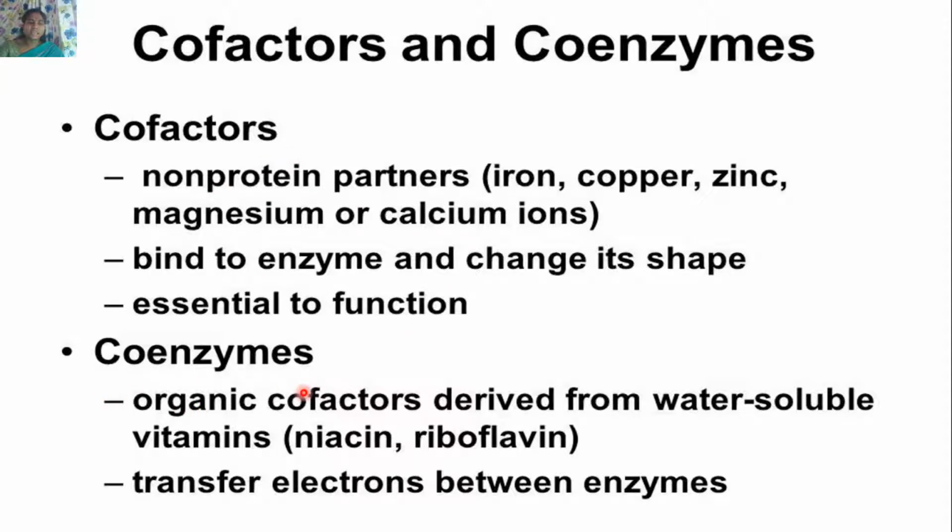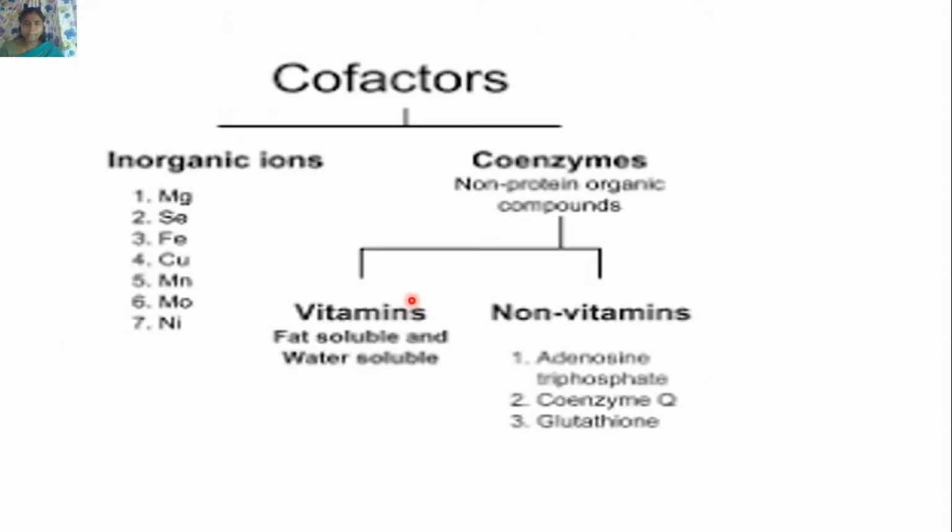Then the coenzymes. These coenzymes are organic compounds. They may be derived from vitamins, and also from non-vitamin parts. The organic cofactors are derived from water-soluble vitamins like niacin and riboflavin, that is vitamin B2. They have a role in the transfer of electrons between enzymes, which is also essential for the normal function of the enzyme. That's how these cofactors and coenzymes are part of the holoenzyme.